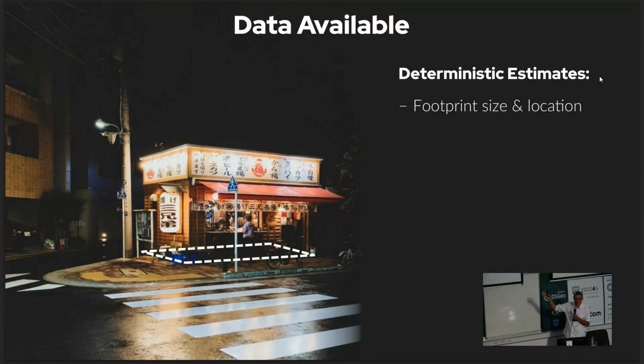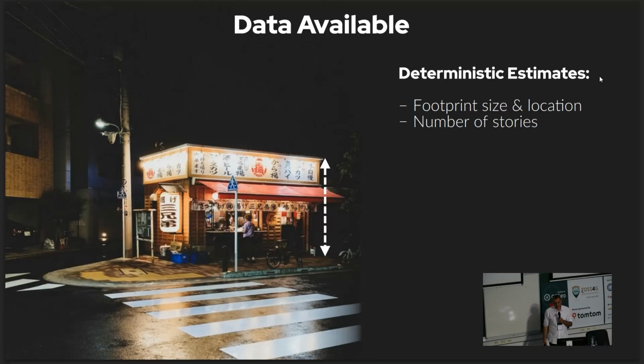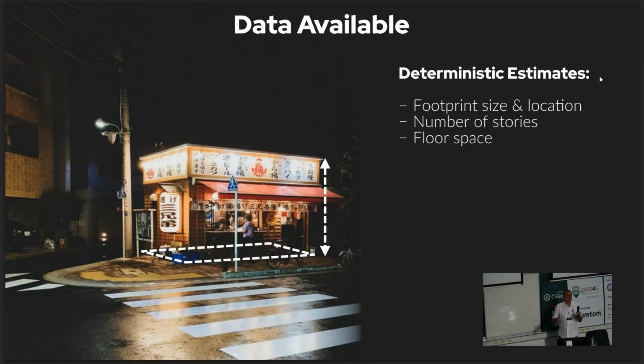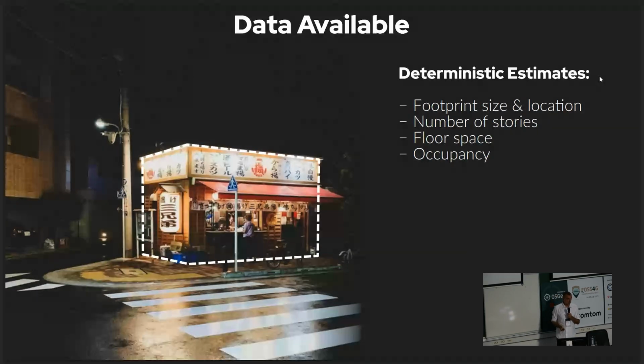So here's an eatery in Tokyo. And the first thing that we can deterministically estimate is, of course, the footprint size and the location. We take this from OpenStreetMap or other data sources as a geometry. Then we have often the number of stories, and then together with the footprint, we can estimate already the floor space, which is a good hint on the size of the building, population, value, etc. From OpenStreetMap, we are able very often to actually estimate what kind of occupancy this building has. So in this case, it would be sort of a retail commercial unit.